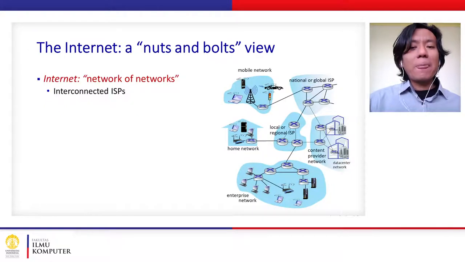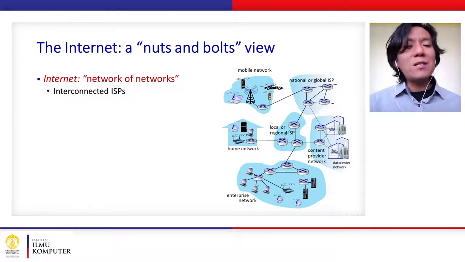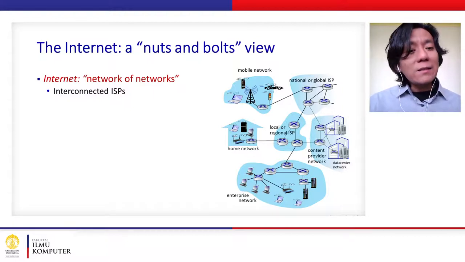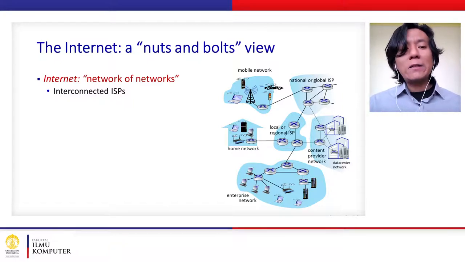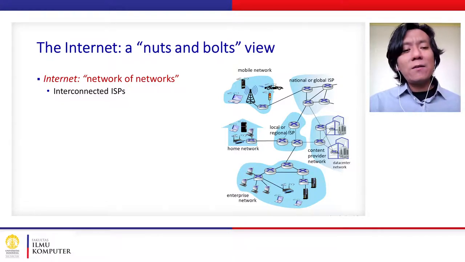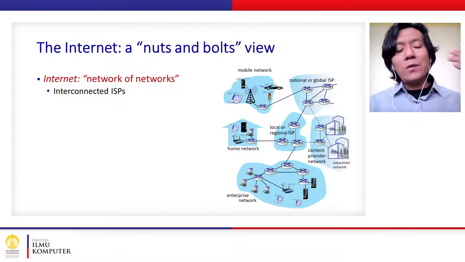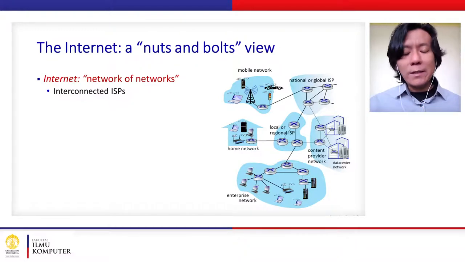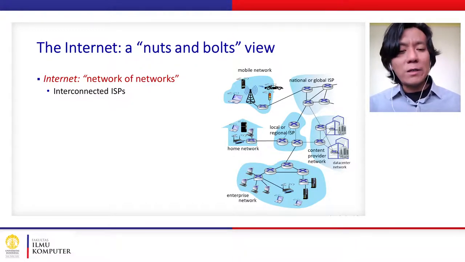Okay, so from that nuts and bolts discussion, we can conclude that the internet is a kind of network of networks. There are interconnected networks and interconnected ISPs. ISP is Internet Service Provider. ISPs are the ones that own the core network. So because of them, we can connect to each other from Indonesia to Australia, United States, Hong Kong, Japan, Singapore, and all countries around the world.